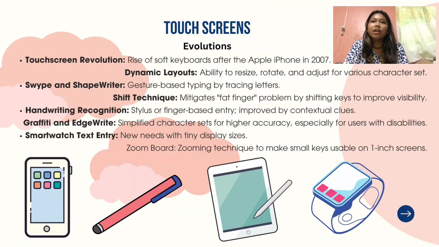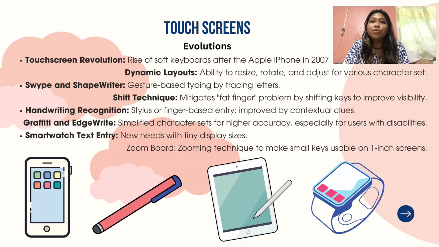The 2007 launch of the Apple iPhone marked the turning point in text entry. Touchscreens became more popular, leading to the widespread use of soft keyboards, which are visual keyboards displayed on a screen. These keyboards can dynamically adjust their layouts to fit different languages or display settings. However, soft keyboards lack the tactile feedback of physical keys, which can affect typing speed.